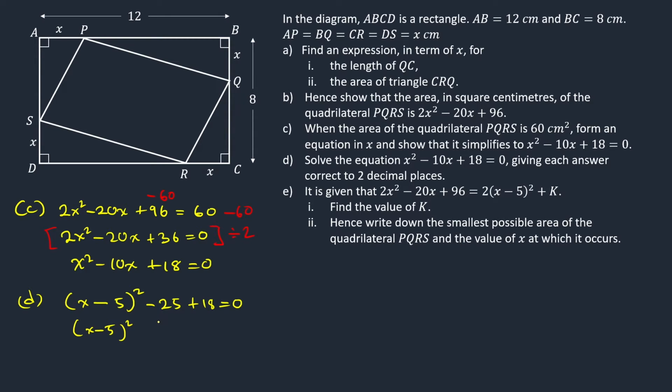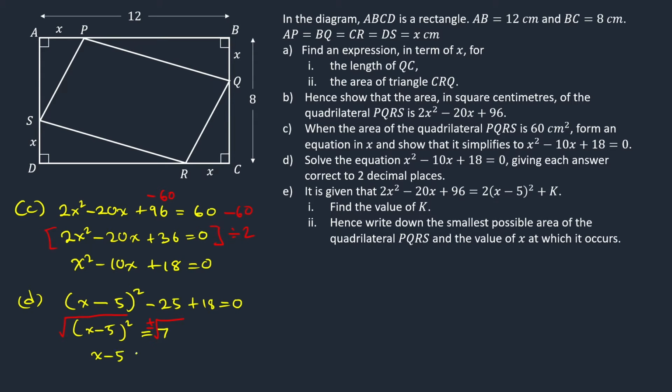Well, I'm going to move everything to the right, so that is equal to 7. Okay, that is 25 minus 18, that is 7. So if you want to find out the value of x, then we take the square root of both sides. The right side becomes plus or minus, because the square root of 7 is equal to plus or minus square root of 7.